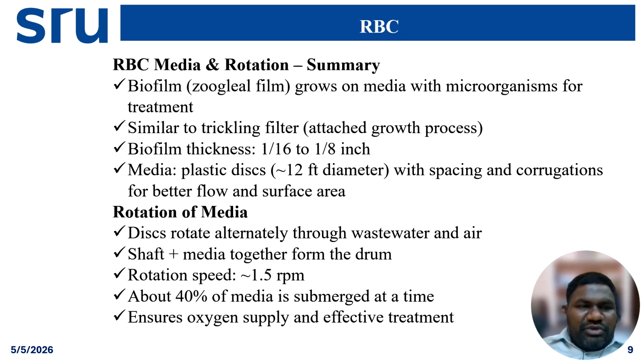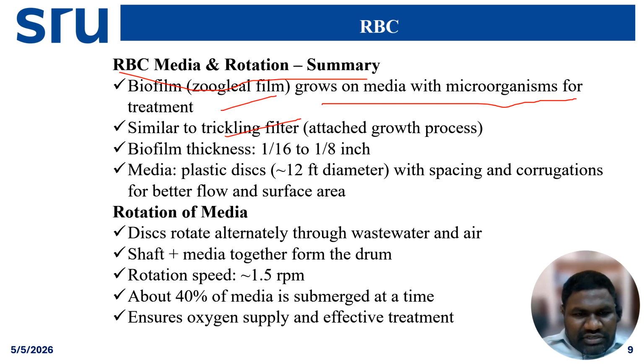So what is the RBC media and the rotation? Biofilm grows on the media with the microorganisms for the treatment. Similar to the trickling filter we discussed, the biofilm thickness should be 1 by 16 to 1 by 8 inch. Then the media should not react with the microorganisms. That's why we are choosing the plastic disc with spacing and corrugations for better flow and surface area.